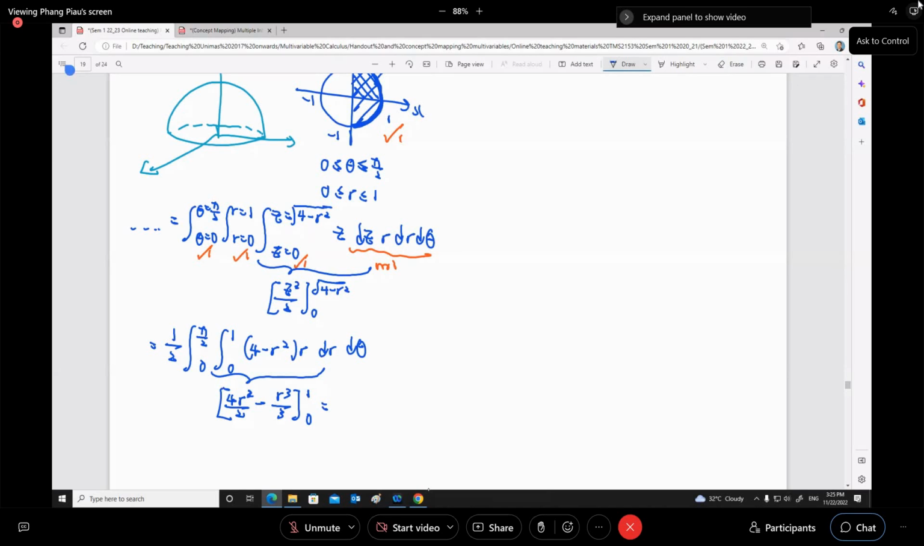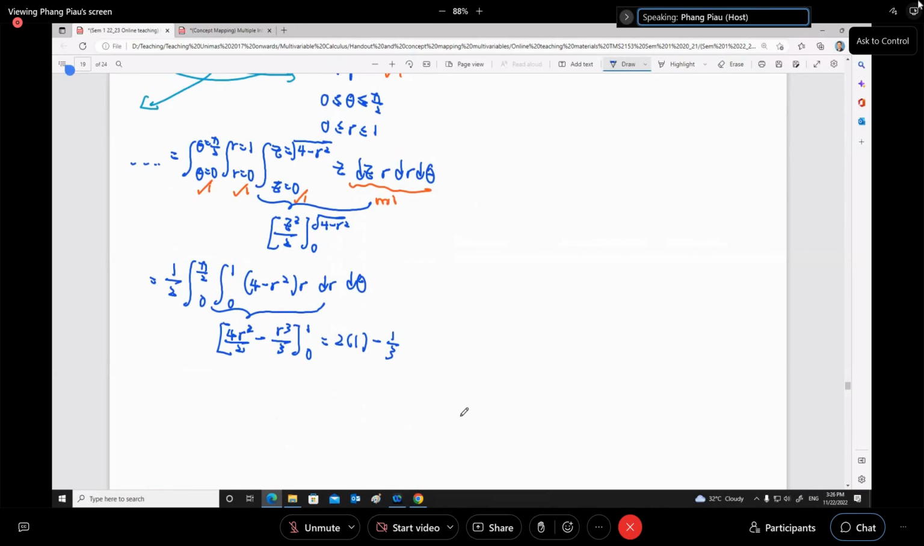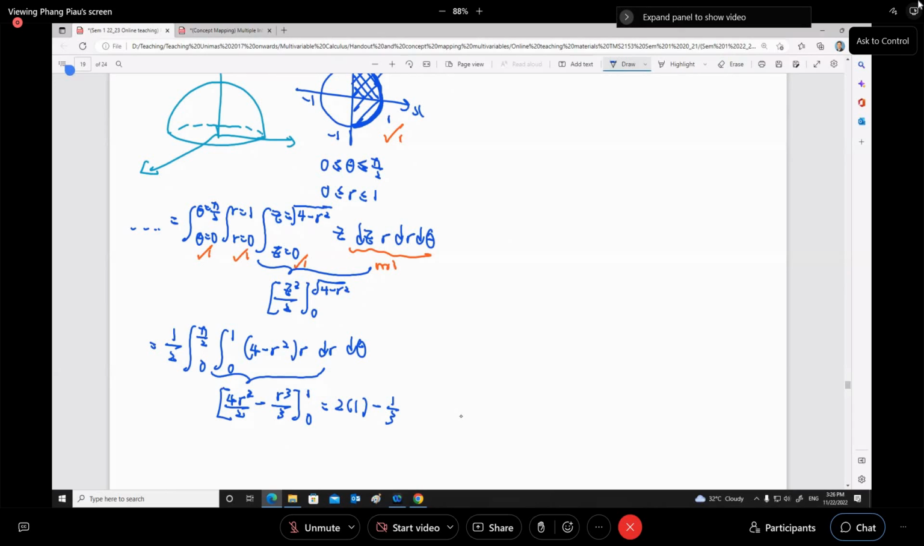This you have to do very carefully. 2, 1 here, and then minus 1 over 3. You know that the answer will be 5 over 3. You have 1 over 2, then here is 5 over 3. This everything should give you pi over 2.